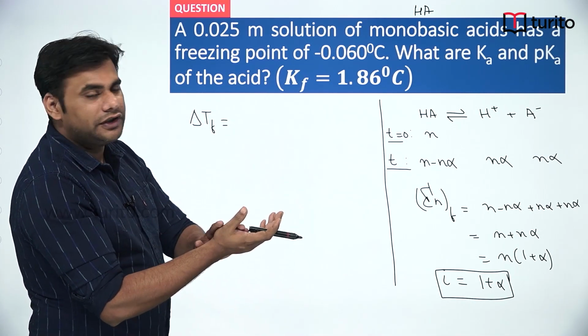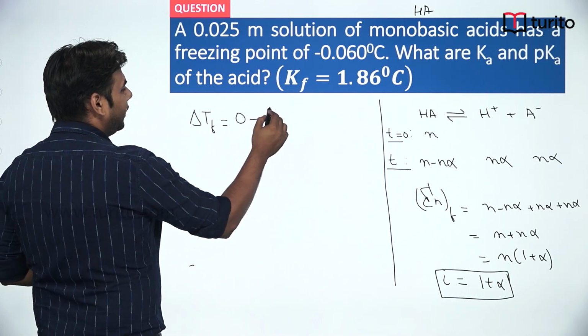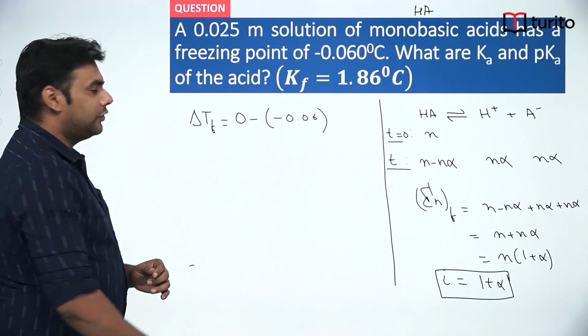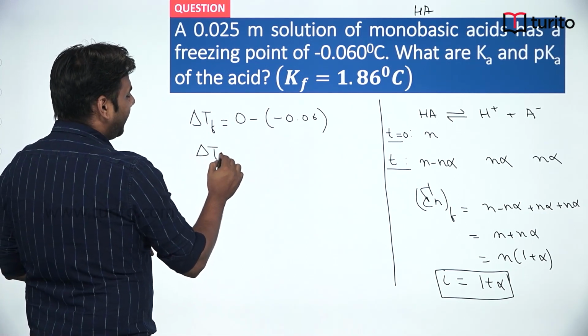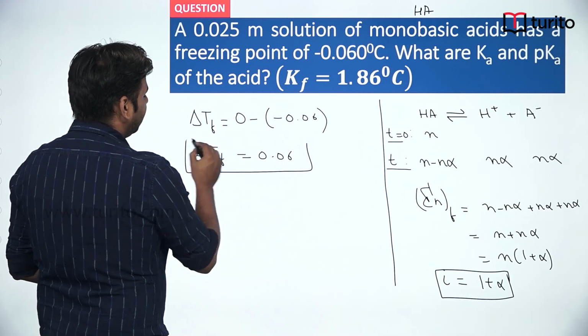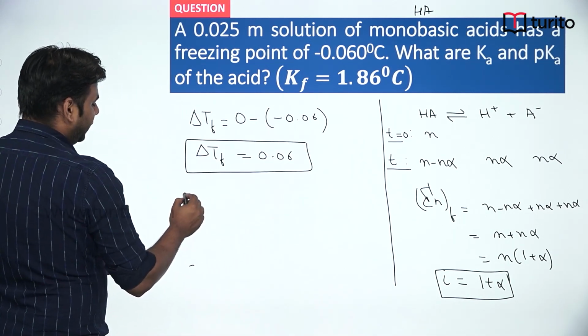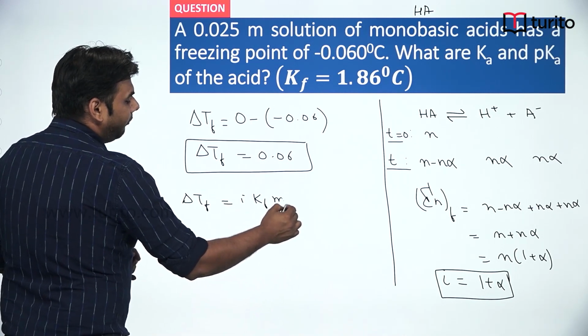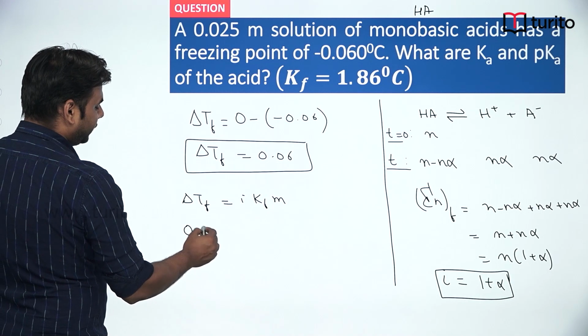So water, we know the freezing point is 0 degrees Celsius. And the freezing point of the solution is now 0.06. So depression in freezing point would be 0.06 degrees Celsius. Now we know that this is equal to i into Kf into m.